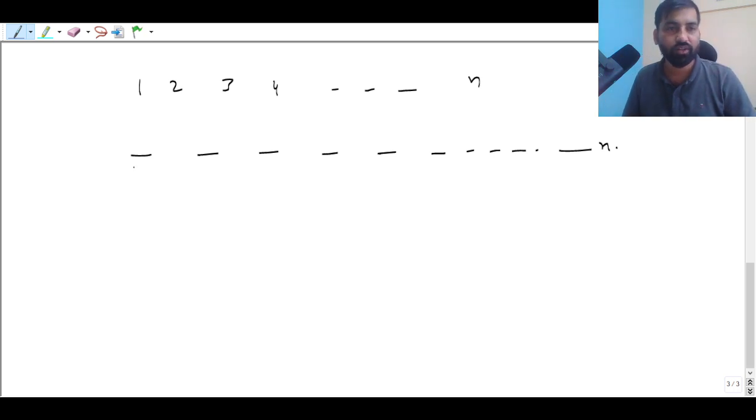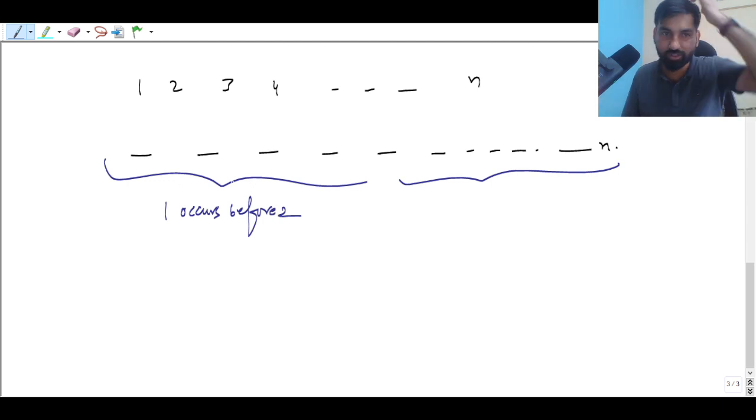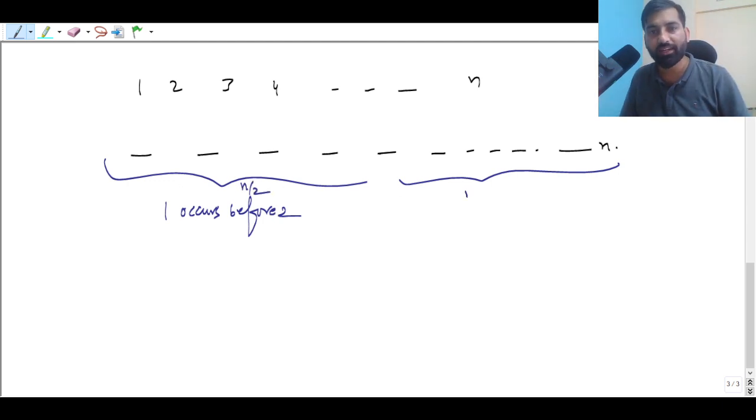Okay, so 2 position you, if you want, right? So if you apply the symmetry here, there are n number of places, right? Half of the places will be reserved for when 1 will come before 2. In this segment, you can say n by 2, and n by 2 will be where the 2 might occur before 1. I hope this makes sense.